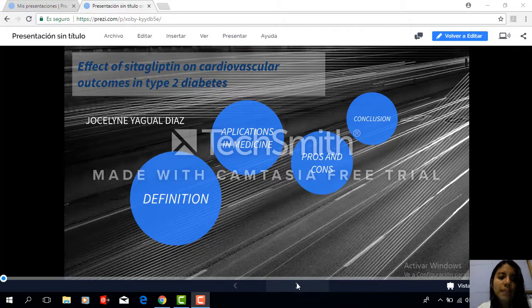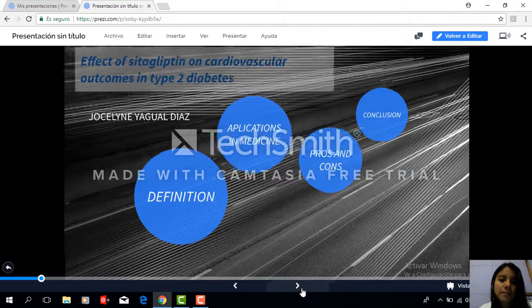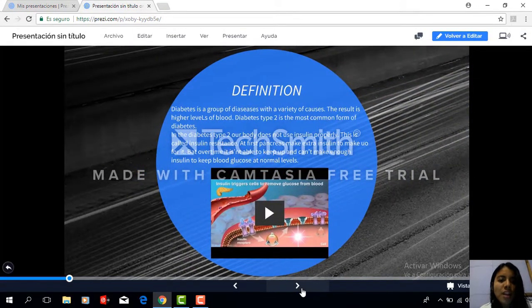Effect of sitagliptin on cardiovascular outcomes in type 2 diabetes. Definition: diabetes is a group of diseases with a variety of causes. The result is higher levels of blood glucose.